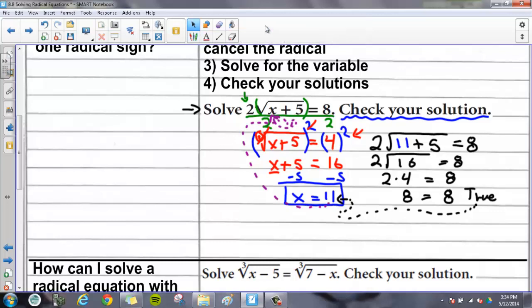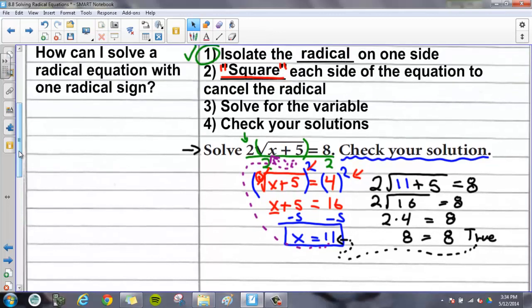So these are the steps that you want to take to go about solving this type of problem. Oh, I forgot to check off this list. We squared each side of the equation. We solved for the variable, and we checked our solution. So we went through everything needed to make sure we know that the solution to this is x equals 11.